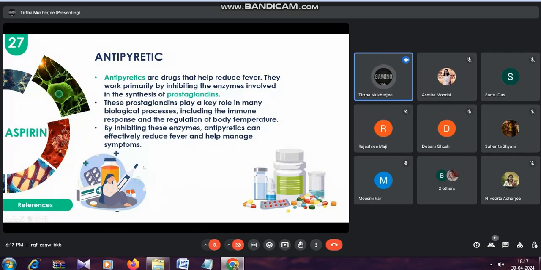Antipyretics are drugs that help reduce fever. They work by stopping the enzymes that make prostaglandins. Now, what are prostaglandins? Prostaglandins are chemicals in the body that control things like the immune system and the body temperature. So, by stopping the enzymes that help in the production of prostaglandins, antipyretics can lower fever and make you feel better. And these are the references.